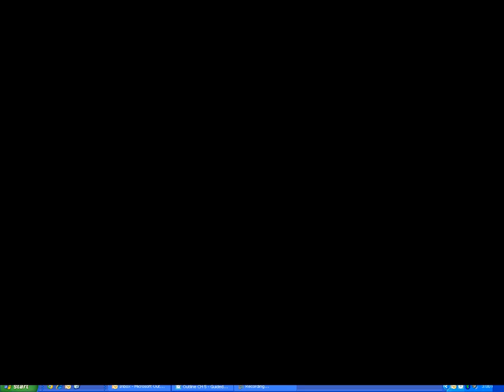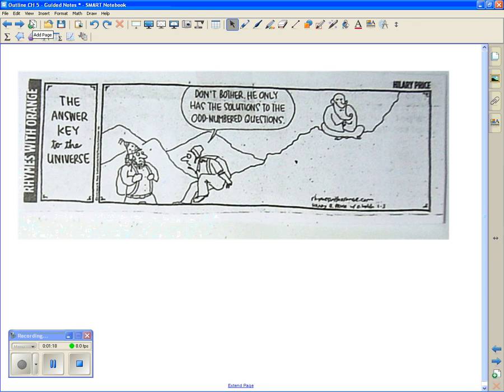For the next problem, oh, look at that, a nice surprise for you all. This came out of the Sunday paper one day, Rhymes With Orange, the answer key to the universe. So there's this guy climbing up the mountain. Obviously, he wants to go talk to that guru up there. And what do you know? Don't bother asking him all the questions for life. He only has the solutions to the odd numbered questions. Isn't that quite funny? Okay, on with our story.